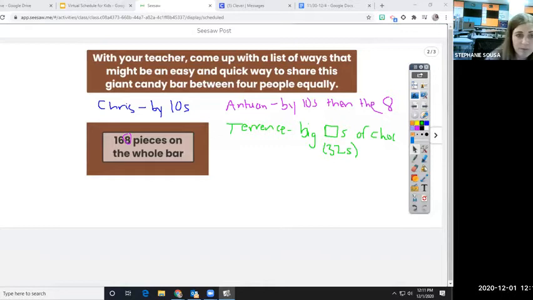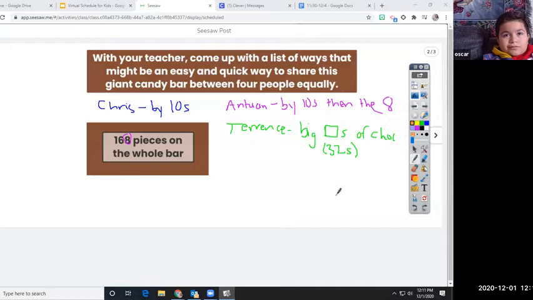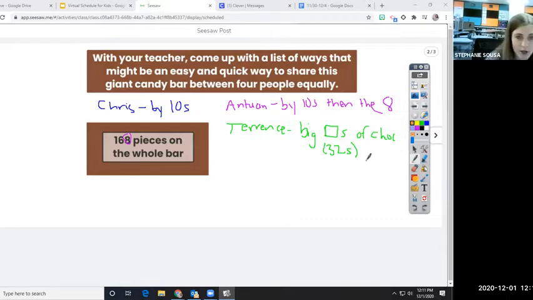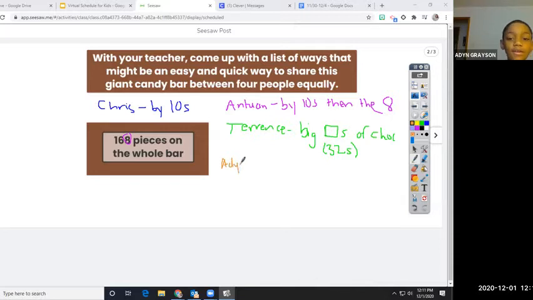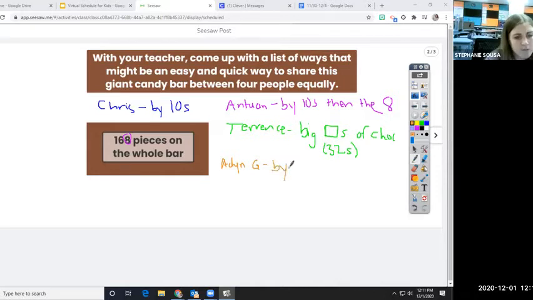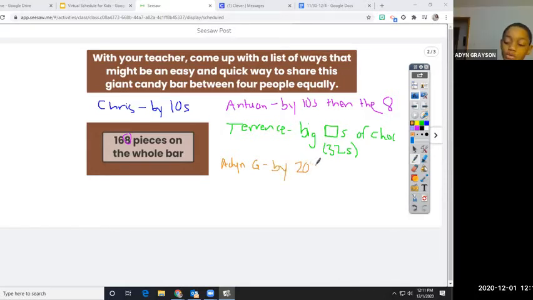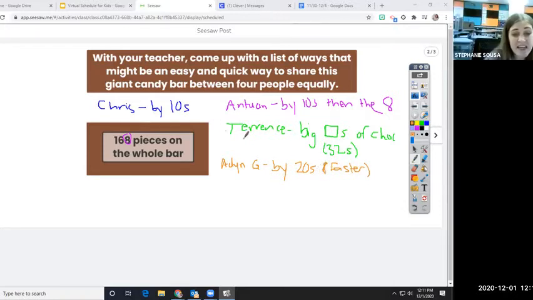Aiden G, what do you think? You're muted. There you go. I think that you should count by 20s because it'll be faster. Okay, why would 20s be faster? Because you can go 20, 40 until you get to 168. So you are thinking that 10s might still be too slow because of how big this number is.